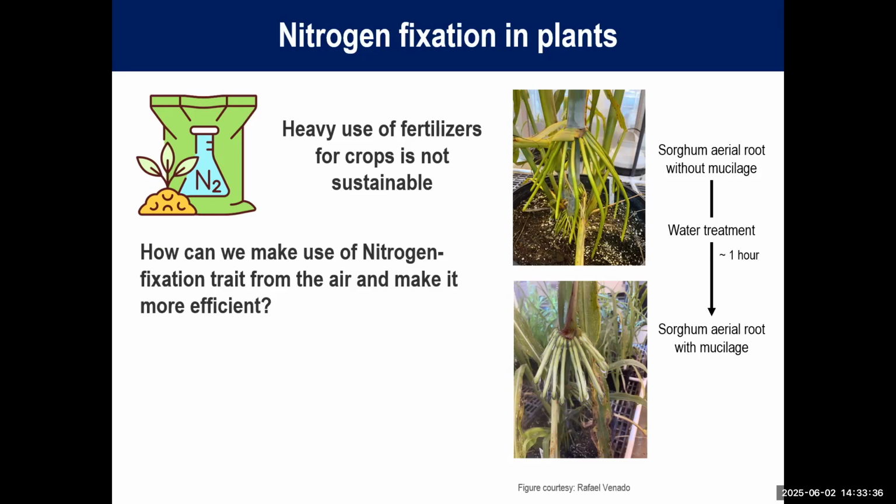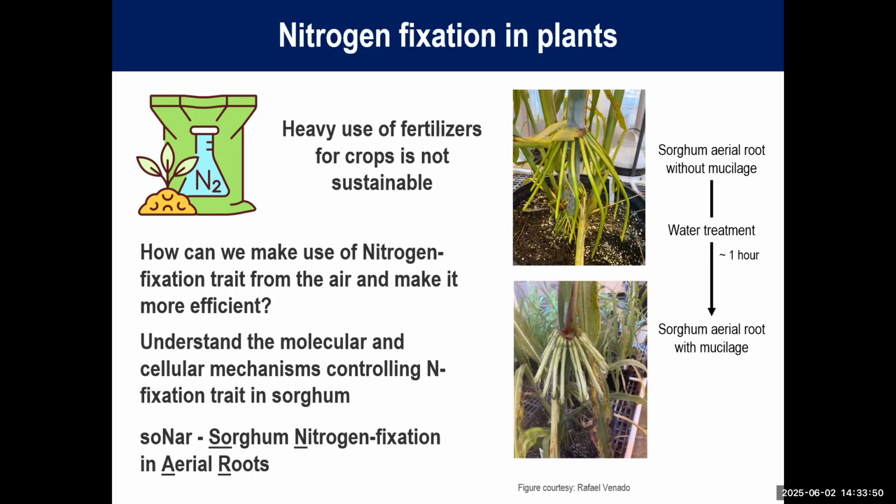Now, what we want to study here is whether we can understand how this plant fixes nitrogen. What is the genetic mechanism which the mucilage and the aerial root use? If we can understand it, can we make this process more efficient and also implement this process in other crops? This project is called SONAR, the Sorghum Nitrogen fixation in Aerial Roots.